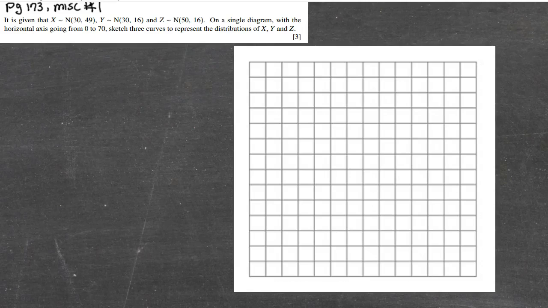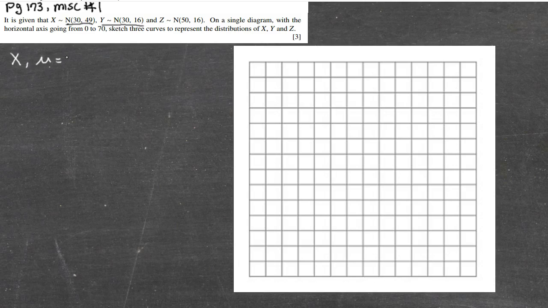All right, folks, here we are on page 173, miscellaneous number 1. They've given us X, which is normally distributed with a mean of 30 and a variance of 49. Then Y is also a normal distribution with a mean of 30 and a variance of 16. And then I've got another one here, Z, a random variable. But let's look at these first two.